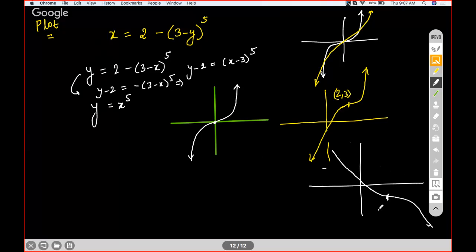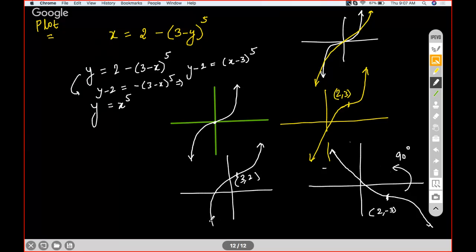This point will become 2 comma -3. Isn't it supposed to be 3 comma? Wait, no, I'm now rotating it 90 degrees anti-clockwise. So if I rotate it 90-degree anti-clockwise, it will now appear like this. 3 comma 2. And for this, actually, I got the answer 2 comma 3.